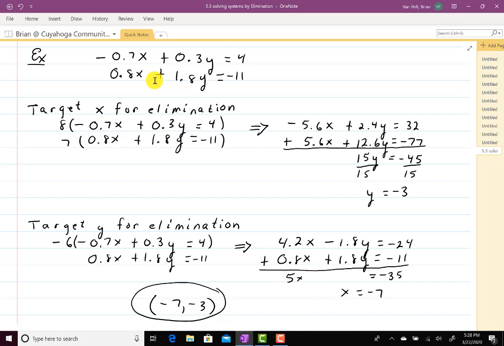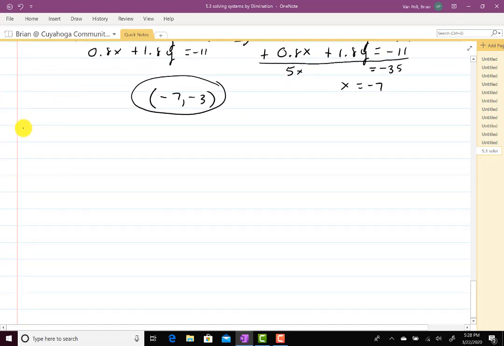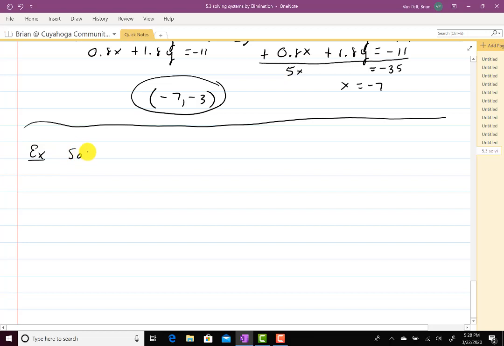Now, there's a couple of situations I've avoided. They're not hard situations. In fact, I'm going to attack them with very simple examples. Here, suppose we want to solve negative x plus 5y equals negative 5, and x minus 5y equals 5.